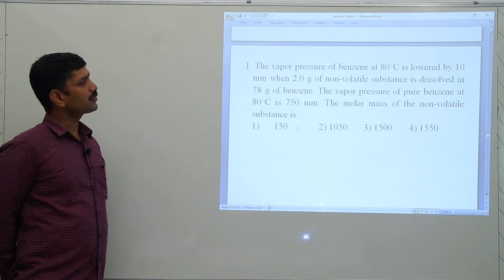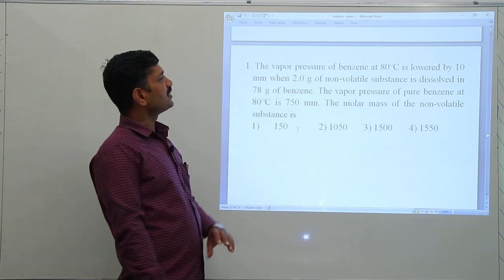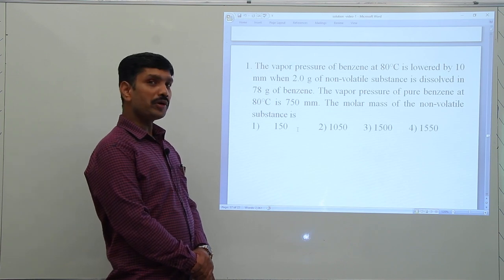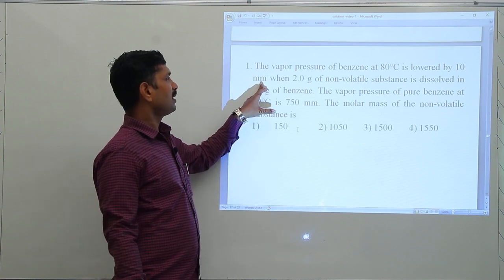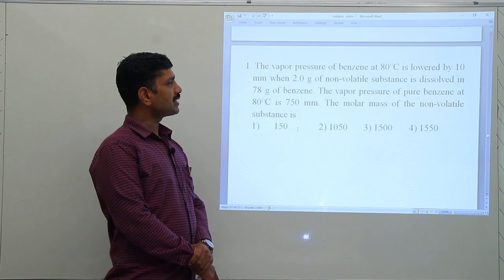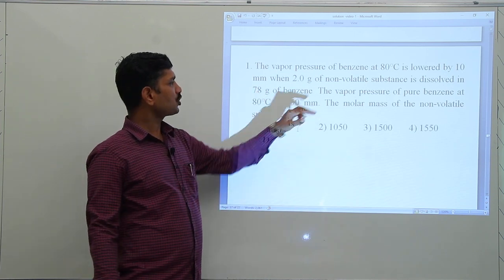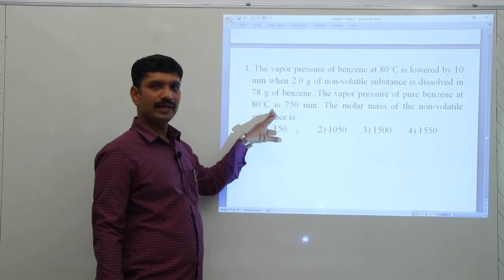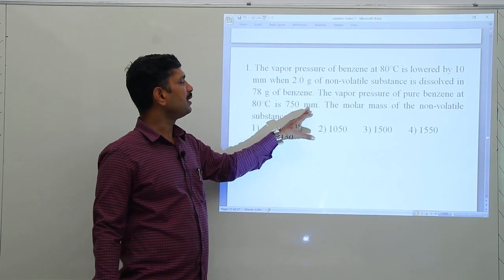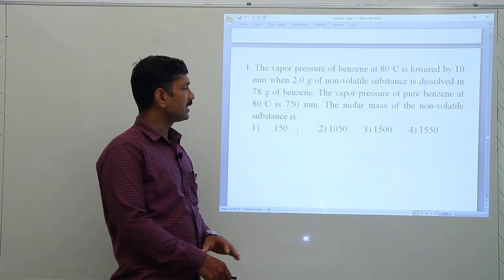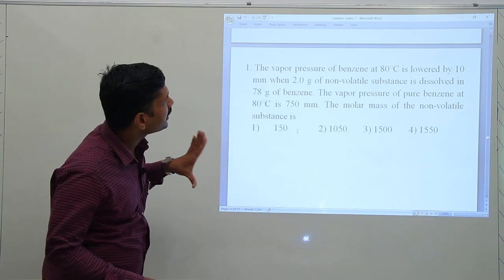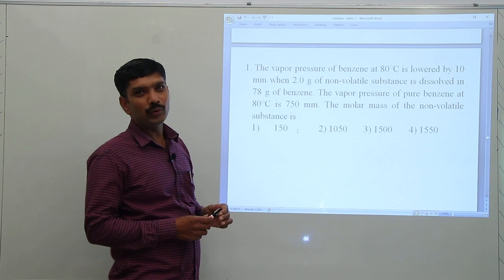Okay, so first question, sir: the vapor pressure of benzene at 80 degrees centigrade is lowered by 10 mm when 2 gram of non-volatile substance is dissolved in 78 gram of benzene. Vapor pressure of pure benzene at 80 degrees centigrade is 750 mm. Find the molar mass of the non-volatile substance. Here this problem is related to the vapor pressure, relative lowering of vapor pressure.